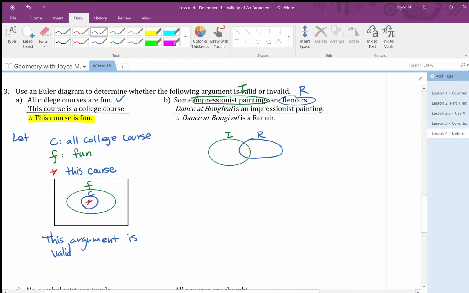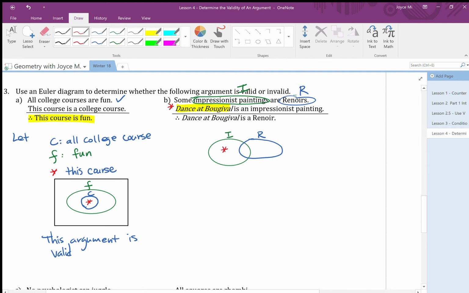Dance at Bougival, I have no idea what that is. I've never seen it. Dance at Bougival is one of the Impressionist paintings. This tells me this is one of the Impressionist paintings. So I'm gonna let that be my star. This is one of the paintings. So let's use a star to represent that painting, Dance at Bougival. So it's inside I, Impressionist painting. So Dance is in I. So I could represent Dance in I over here.